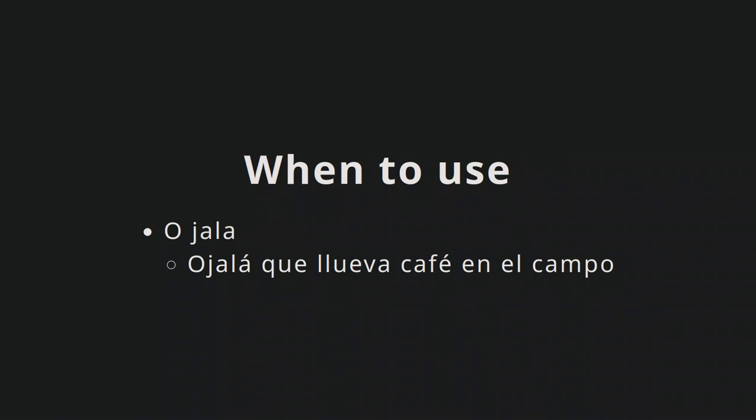So one famous song by, I want to say it's Juan Luis Guerra, I don't remember his name for certain, is this famous Dominican song called Ojalá que llueva café en el campo. So he hopes that it will rain coffee in the country. It's a very interesting song, very beautiful song, and I recommend you listen to it. But anytime you use ojalá, just remember it means I hope to God. And so that's why you will have the subjunctive following ojalá.